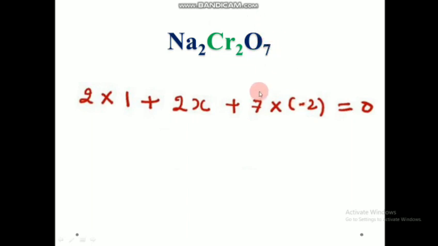7 into minus 2, that will become 0. So the total will become 0. So we are substituting that in the equation. Hence solving the equation, 2 into 1 becomes 2 and 7 into minus 2 becomes minus 14. Minus 14 plus 2 will become minus 12. So 2x plus minus 12 is equal to 0.